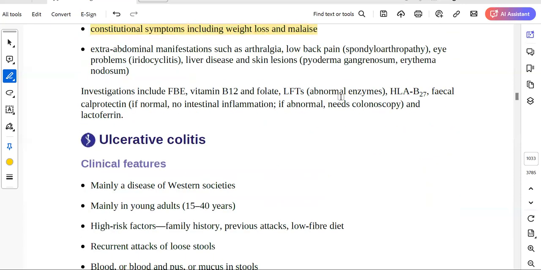For IBD, the main investigation, or the only way to confirm it, is colonoscopy. But initially, you can even do a fecal calprotectin. If fecal calprotectin is normal, there is no inflammation. If it is abnormal, then the patient will need a colonoscopy. So as an initial test, you can consider doing a fecal calprotectin. If calprotectin is high, then definitely colonoscopy.